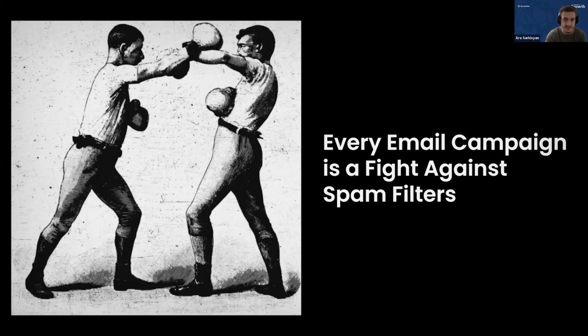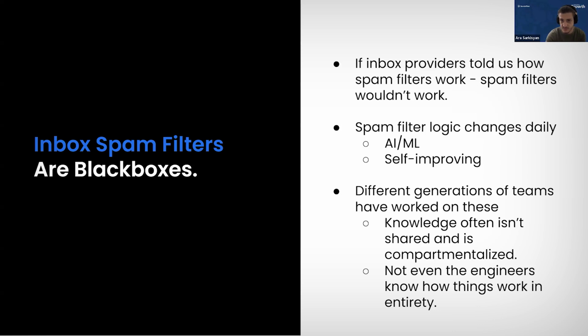Number one thing, again, to keep in mind is every single email campaign that you're going to run is a fight against these spam filters. And these spam filters, unfortunately, are black boxes. The frank reality is if companies were transparent with how they worked, then everybody would just use that logic to get around them. As a result, they have to be super protective of the underlying logic behind it. A lot of the spam filter logic is AI or machine learning driven. It's self-improving. And at this point, there have been different generations of teams working in very siloed, segmented environments that often only have compartmentalized knowledge and don't have a full understanding of how things work.